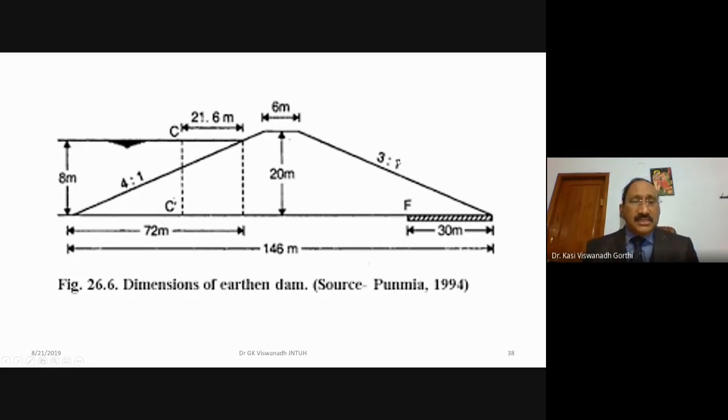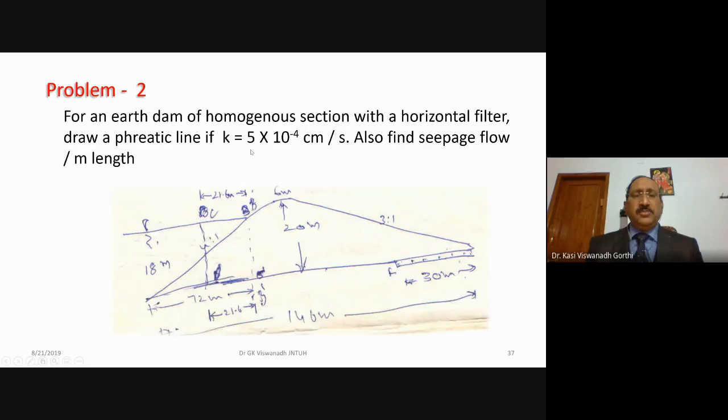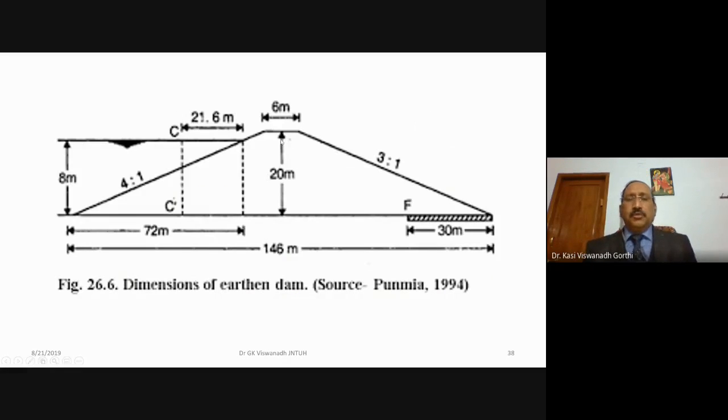And what do you need to do in this problem? You need to draw the phreatic line. That means you need to give certain coordinates so that you can have a smooth curve to depict the phreatic line from this earth dam section. The other value given is K equal to 5 into 10 to the power minus 4 centimeter per second. Also, you need to find the seepage through this dam. The height of the dam is 20 meters, the upstream slope is 4:1, the downstream slope is 3:1, and 6 meters is the top width.